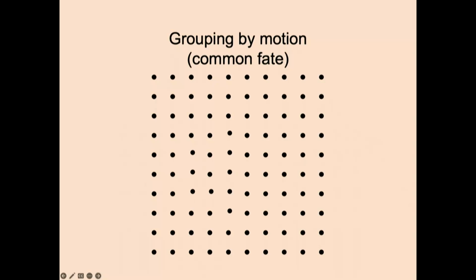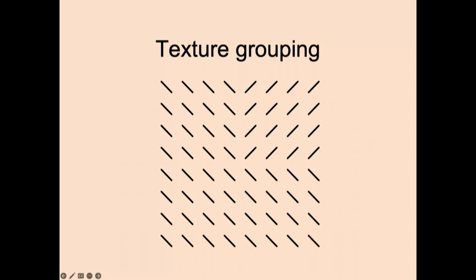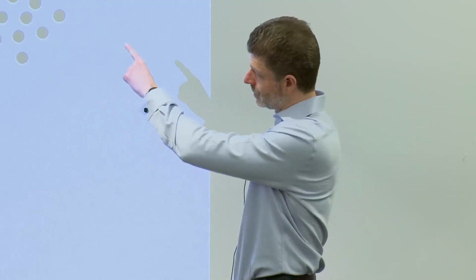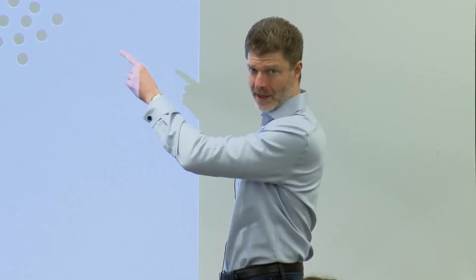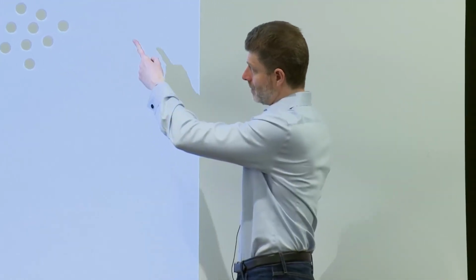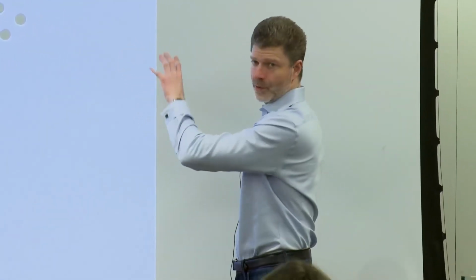Common fate, so the fact that things move together, has a really big effect. So that thing that looks like a number 4, they all look like they're part of the same thing. There's texture grouping. There's grouping by proximity. Again, you look at the thing on the left and you see these horizontal rows, presumably because the circles are closer together in the horizontal dimension than the vertical dimension. You look here and you tend to see this as two groups of dots.